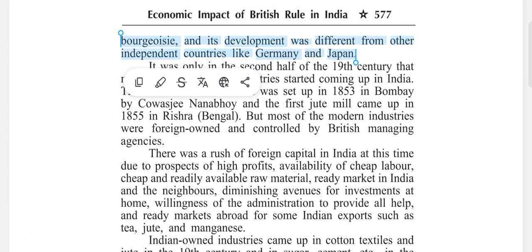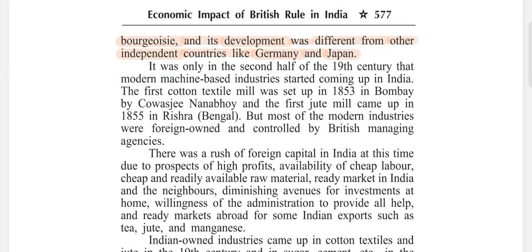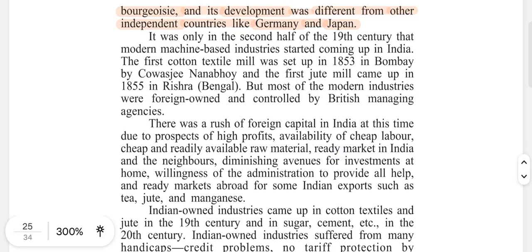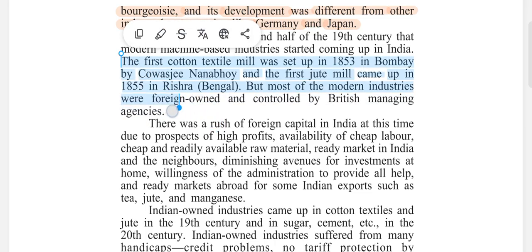It was only in the second half of the 19th century that modern machine-based industries started coming up in India. The first cotton textile mill was set up in 1853 in Bombay by Kawasji Nanabhoy, and the first jute mill came up in 1855 in Rishra, Bengal. But most of the modern industries were foreign-owned and controlled by British managing agencies.